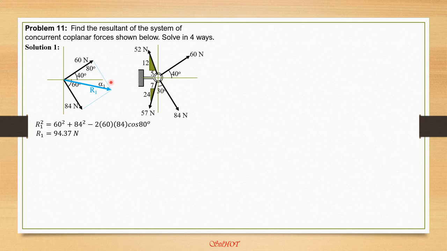Let's call this alpha 1, which is equal to the measure of this angle here also, alpha 1. So by sine law, 60 is to sine alpha 1 as 94.37 is to sine of 80. So alpha 1 is arcsine of the quantity 60 sine 80 over 94.37. So alpha 1 is 38.77 degrees. Therefore, R1 makes an angle with the positive x-axis.